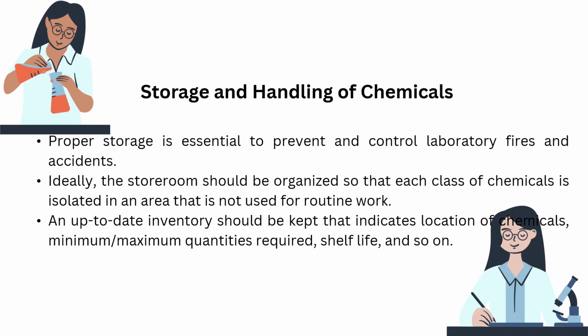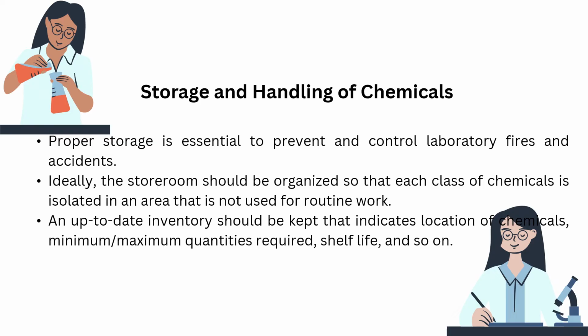So you have to make sure that arrangements for the storage of chemicals will depend on the quantities of chemicals needed and the nature or type of the chemicals. Proper storage is essential to prevent and control laboratory fires and accidents. Ideally, the storeroom should be organized so that each class of chemicals is isolated in an area that is not used for routine work. An up-to-date inventory should be kept that indicates location of chemicals, the minimum or maximum quantities required, and its shelf life.